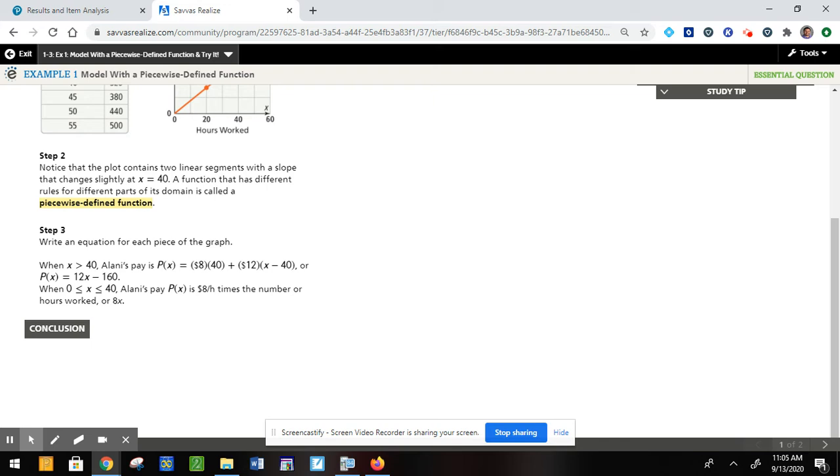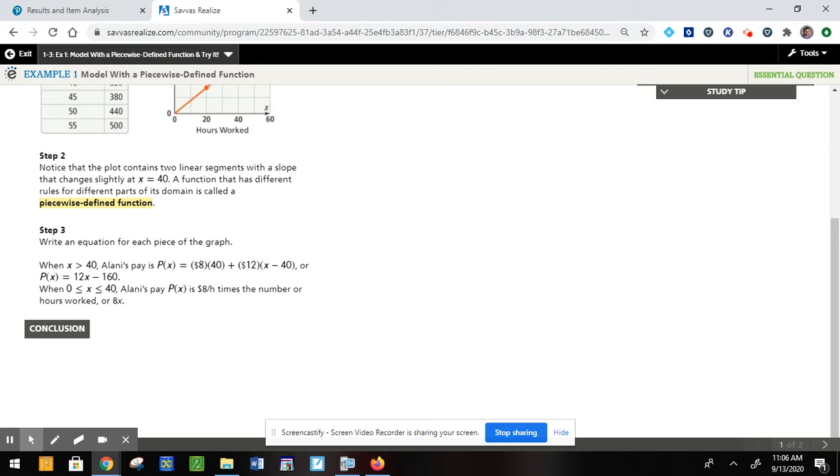When she works more, she gets 8 times 40, so that'd be $320, plus $12 times x minus 40. And the reason why it's x minus 40 is she's only getting the $12 an hour for the hours she works beyond the 40th hour. Hours 1 through 40 are included in that first part of the function, the 8 times the 40.